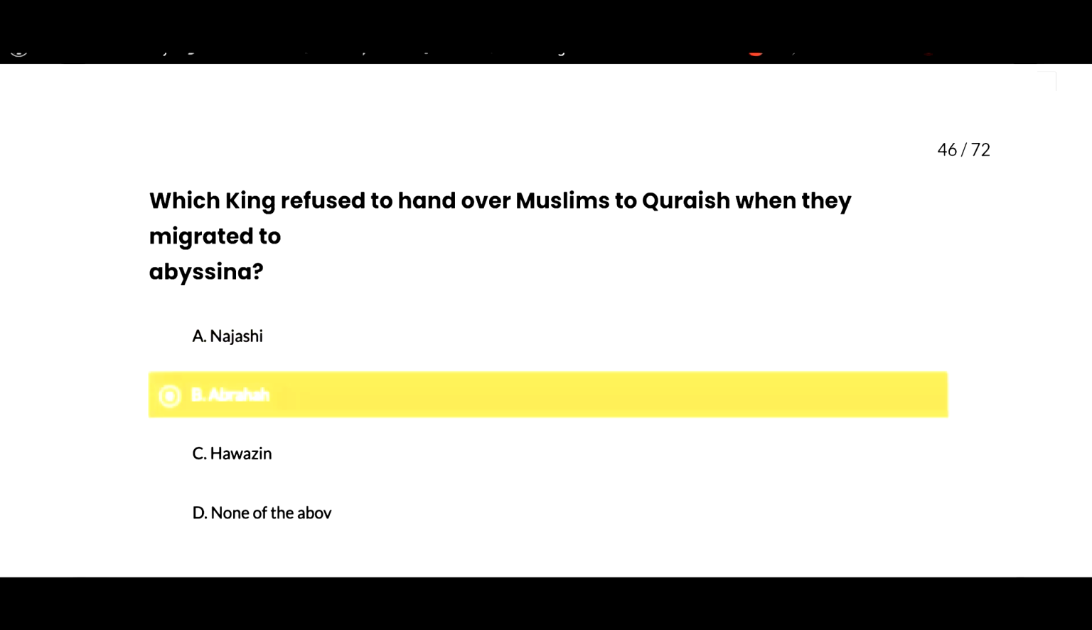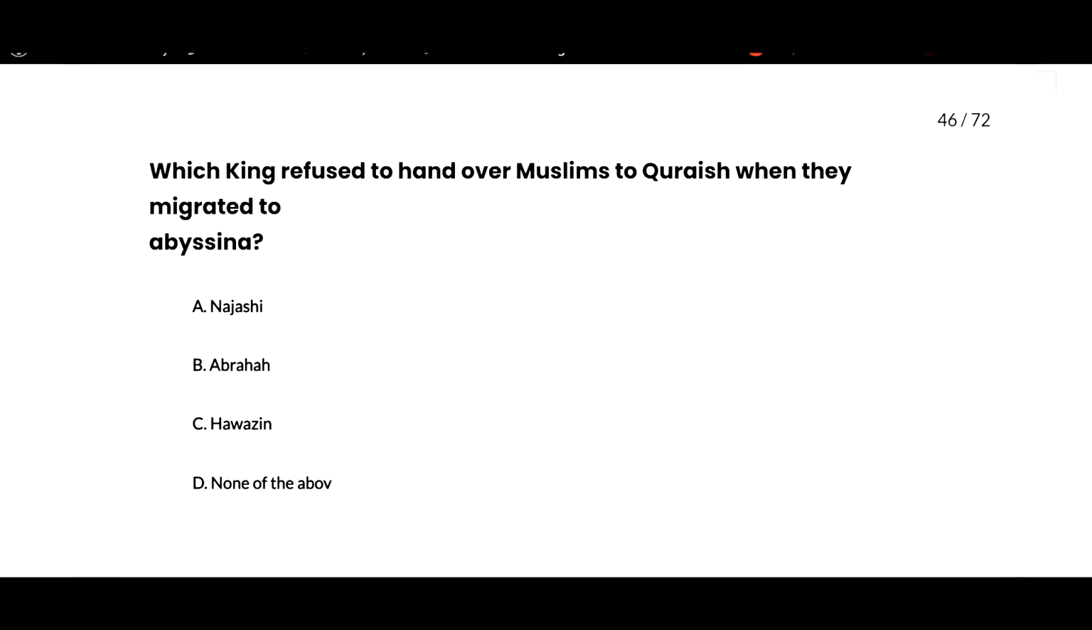The next is, which king refused to hand over Muslims to Quraysh when they migrated to Abyssinia? Najashi. A option is correct.